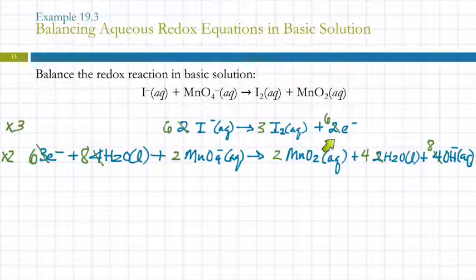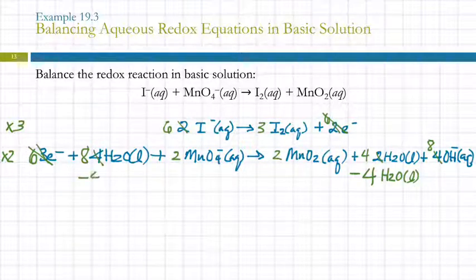I have 6 electrons on this side and 6 electrons on that side. So I can cross those off. Is there anything else that's showing up on both sides? Water. I've got 8 water molecules on this side and 4 water molecules on that side. What if I subtracted 4 water molecules from both sides? If I subtract 4 H2Os from this side, and subtract 4 H2Os over here.